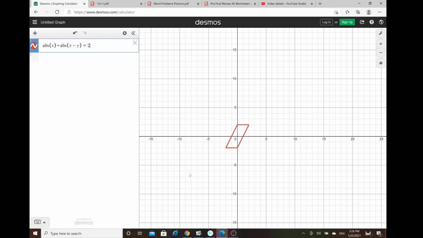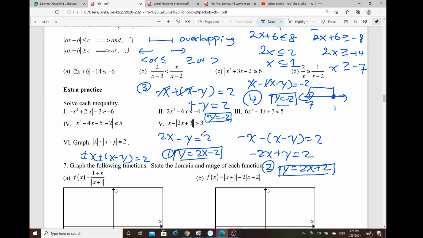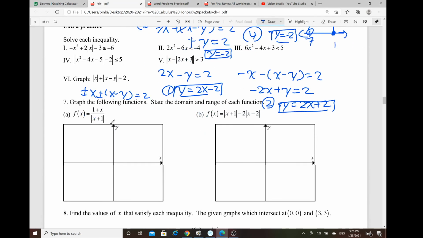So that's why it's a parallelogram. So it's kind of interesting, right? And then the other one, if you see the absolute value, this one's similar. So instead of using the decimal or TI-84, undo the absolute value. So we do have f of x equals x plus 1.